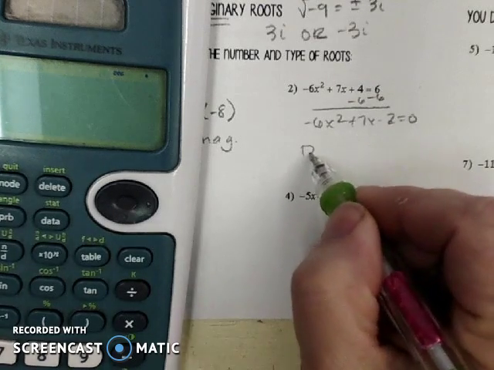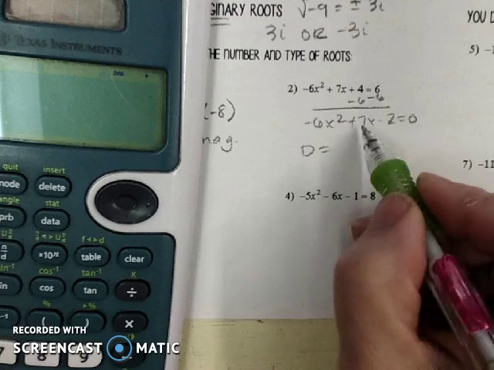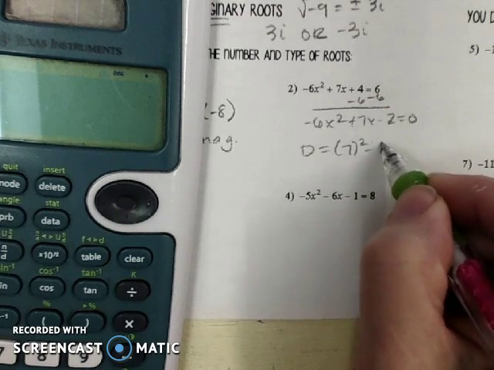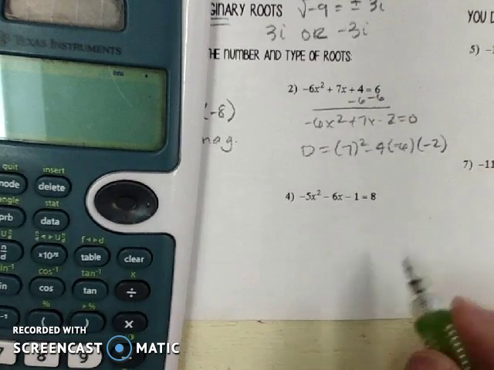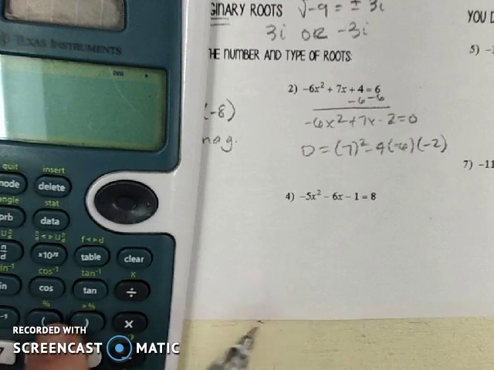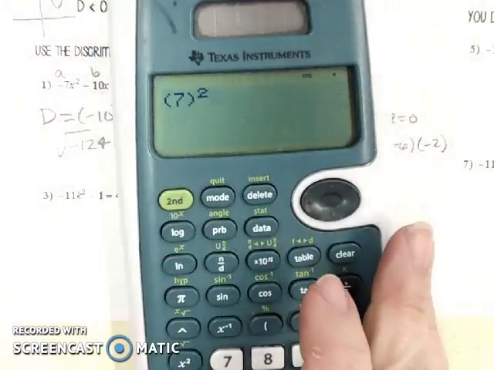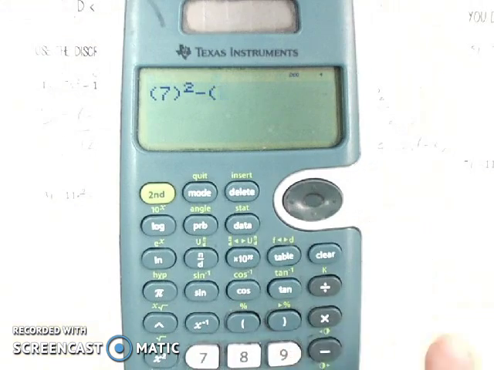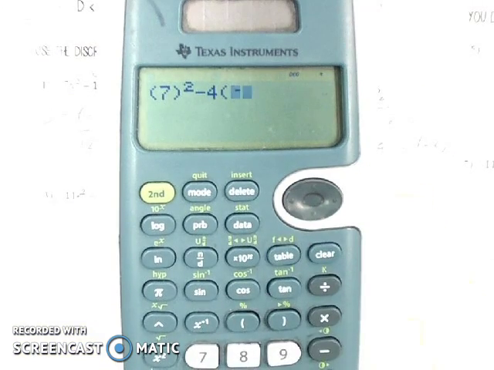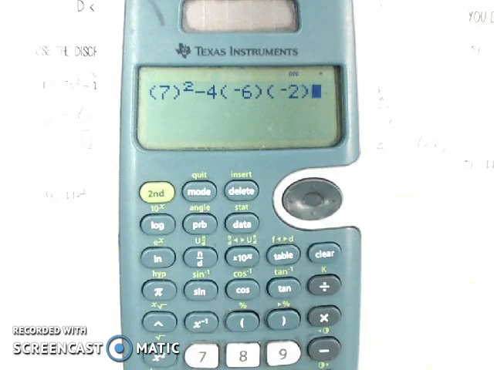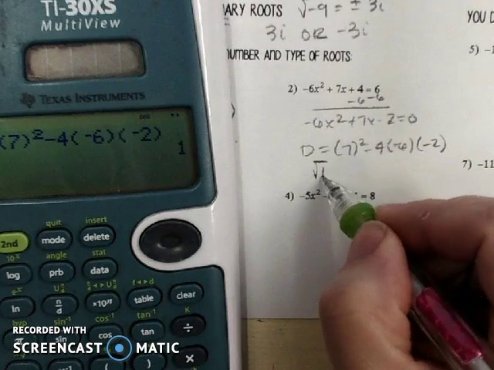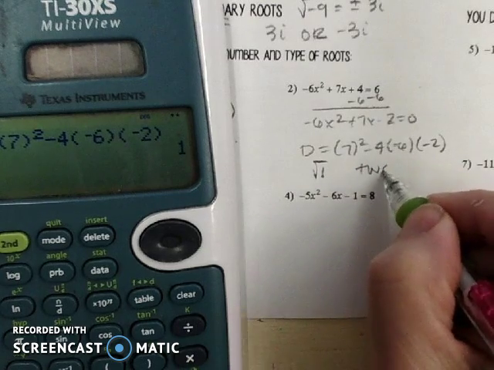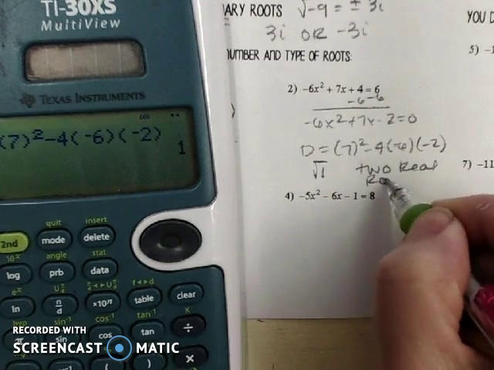Find your discriminant. Sorry, I almost said the wrong thing. It's b squared minus 4 times a times c. So I'm going to get b squared, we'll type it in for you, minus 4 times a times c. And I get 1. That's a positive number, obviously. If I take the square root of 1, I'm going to get 1. So that means I've got a real number answer. I'm going to have 2 real roots.